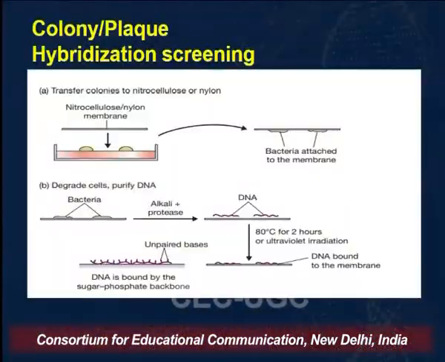Now one important point to notice in these starting steps of the colony hybridization is that the nitrocellulose membrane is the replica of the plate. The positioning of the cells is the same as that found on the plate, because later you can go back and find out from the plate which one is the recombinant clone. So this is basically the first part of it.